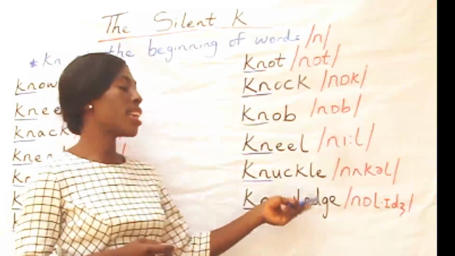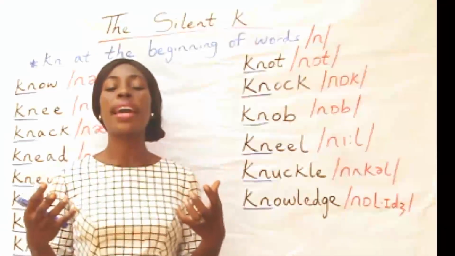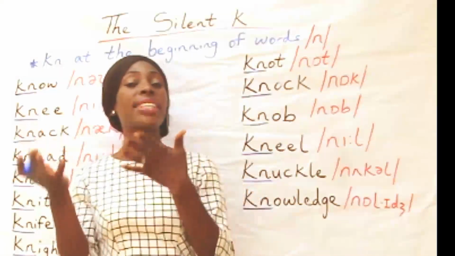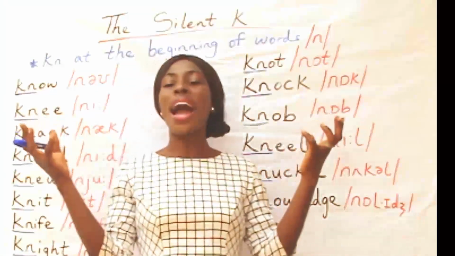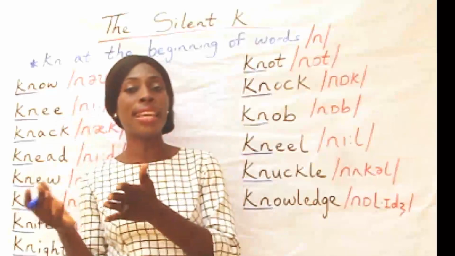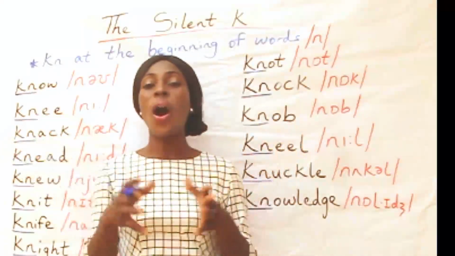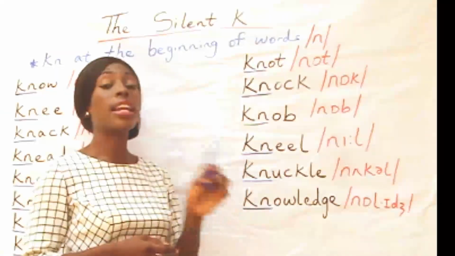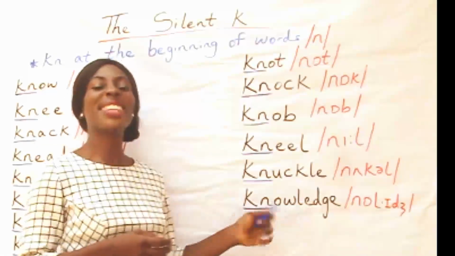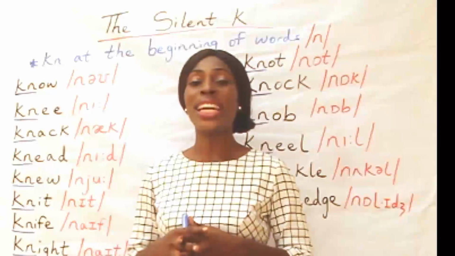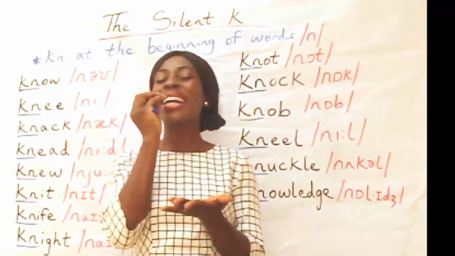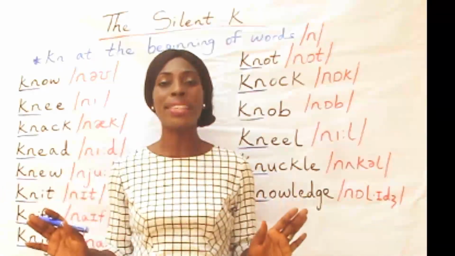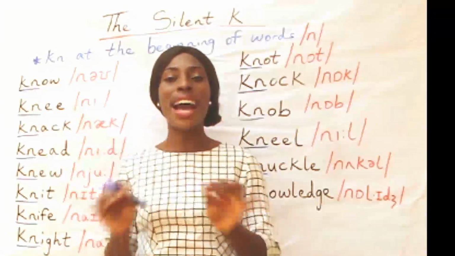Knowledge is information or understanding or skill that you get from education or experience. So you can say he has a wide knowledge of music and painting. She has a wide knowledge of the English language. The word is knowledge. It is not k-nowledge. So English is very easy. We know that when a K comes before the N, when you see a word that has KN, the K is always, always, always silent.